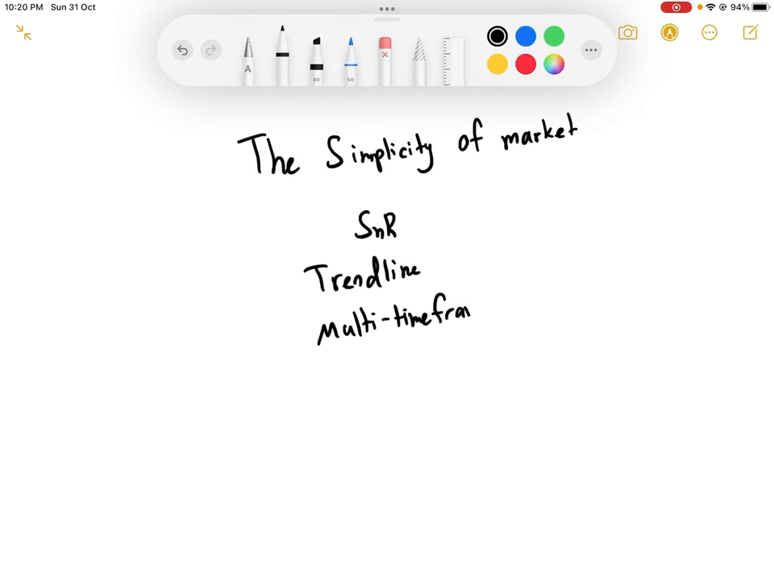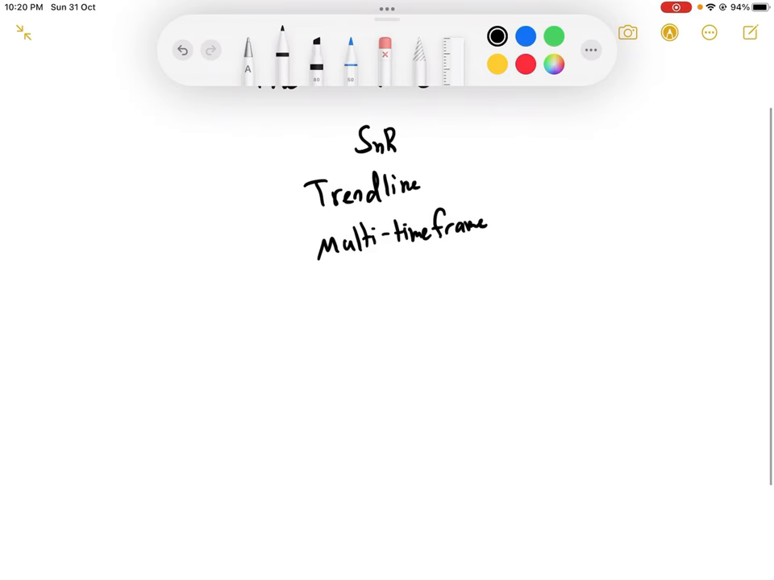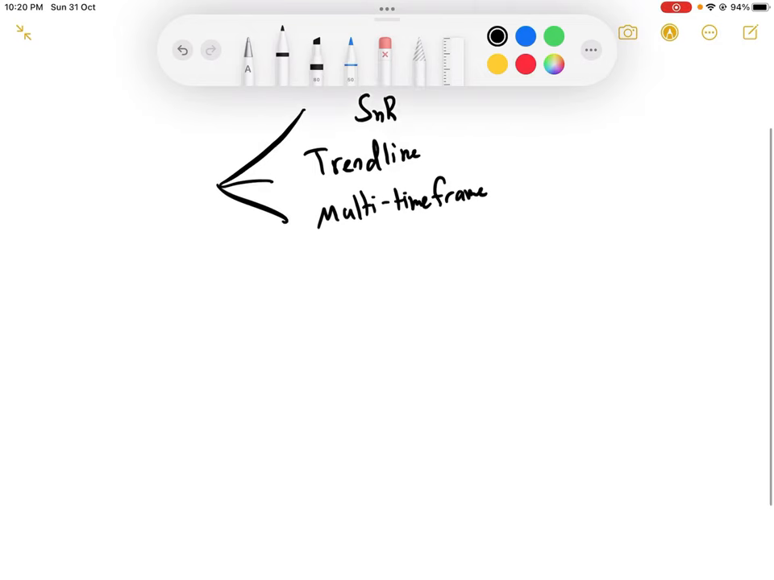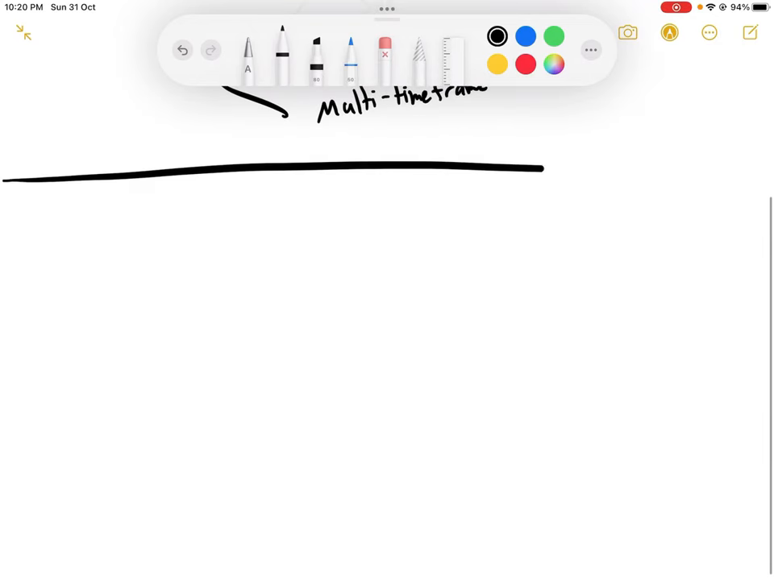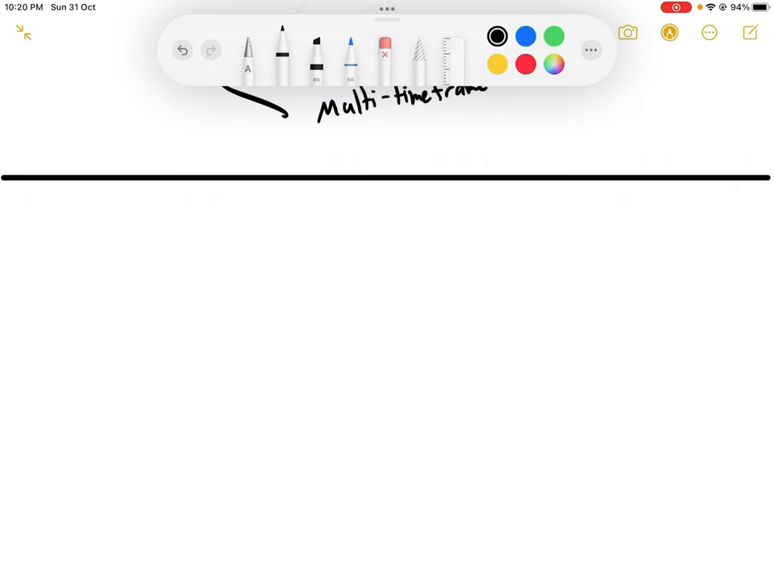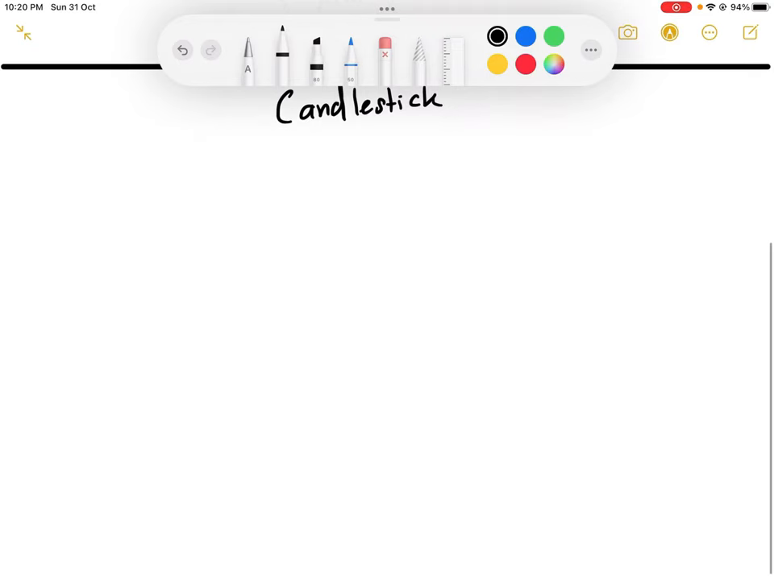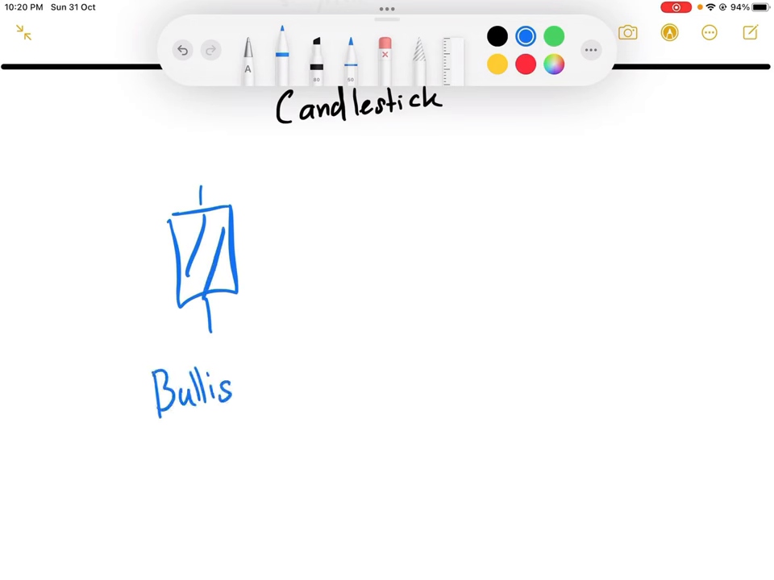So first, before we go to these three components, we learn about the basics, which is candlestick. We have two candlesticks, which are bullish and bearish.